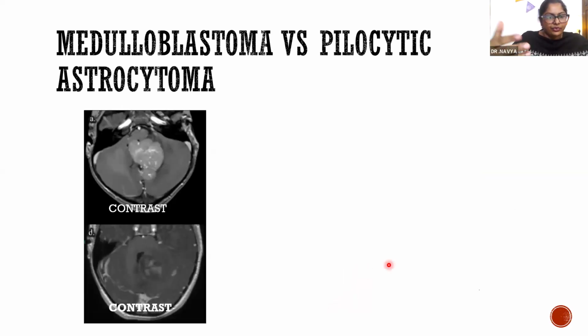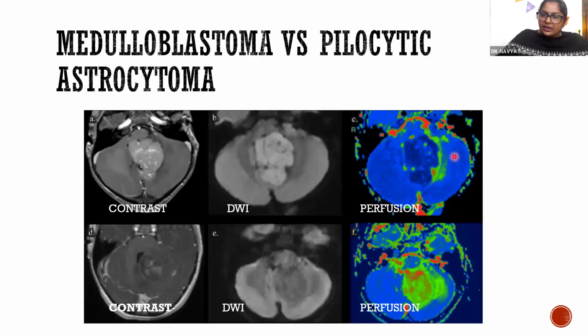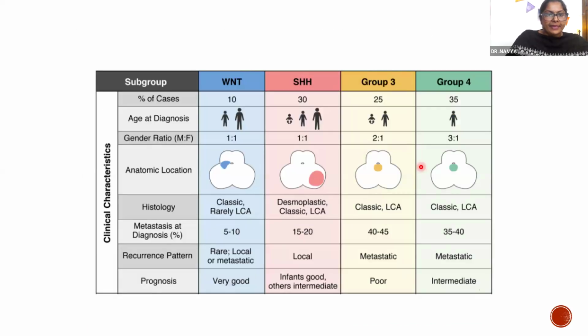It's the same as before, the two contrast images. You see this? See how beautifully the perfusion is maintained with the pilocytic astrocytoma. There's a cystic space and a solid space, which allows the perfusion to happen, and that's why the perfusion is so intact, unlike in an MB. So as I told you, just remember to see the anatomical locations. Just remember, group 3 and 4 are dangerous and they readily cause a hydrocephalus.